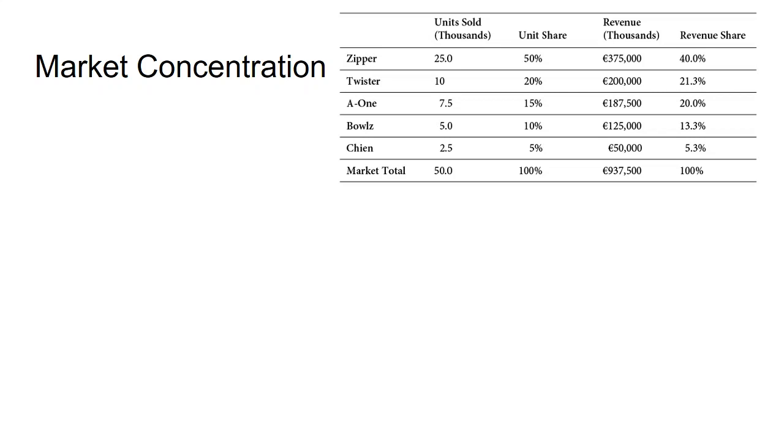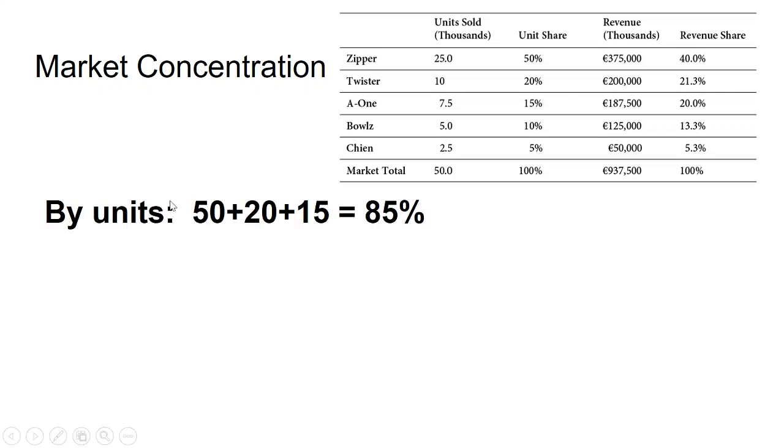Okay, market concentration: how concentrated is the market? You can define market concentration any way you want, but typically we talk about it as the market share of the top 3 competitors in the marketplace. By units, market concentration is 85%. So you'll take 50 and 20 and 15, the market shares of the top 3 competitors, and you just sum them up.